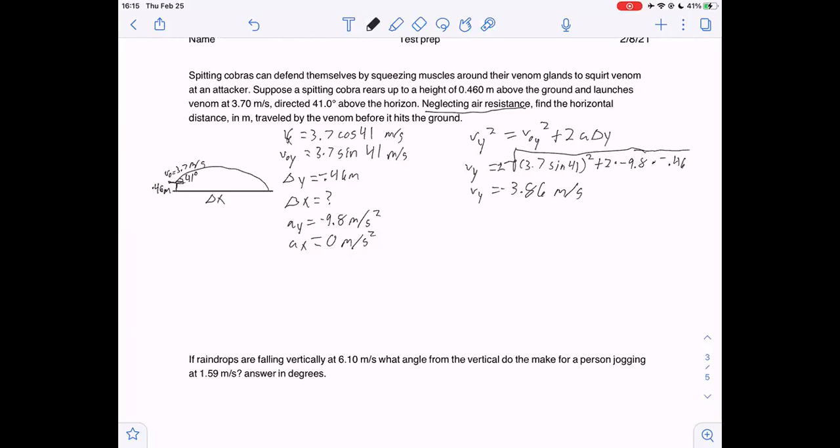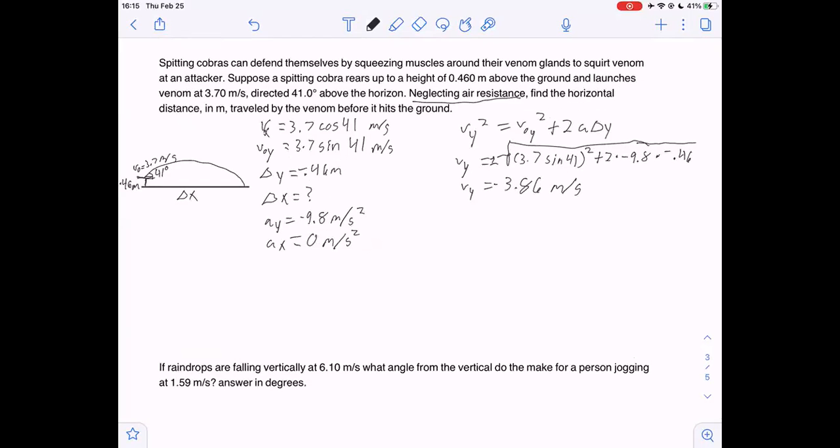Well, how do we do that? Because we have the velocity of delta x, or velocity of x. So before we get there, what's the time independent equation for x? Squared equals the initial squared plus 2a delta x.